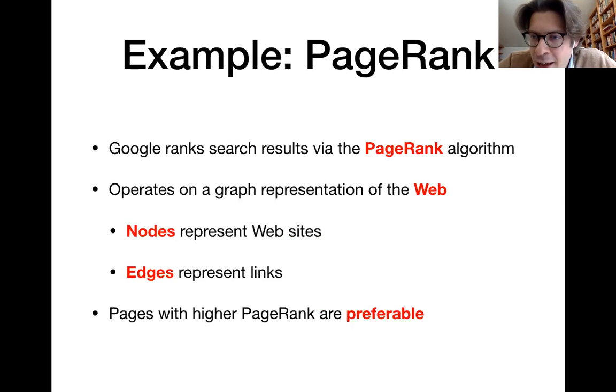Now, one famous example of an algorithm that must run on a large graph is the PageRank algorithm. That is used by Google in order to rank your search results. So this algorithm, which we will see in a little bit more detail in the following, operates on a graph representation of the web. Here, nodes represent websites and edges represent links between those websites. And the goal of this algorithm is essentially to associate the nodes with a PageRank value, where a higher PageRank value means that this page probably should be ranked higher in your search results.